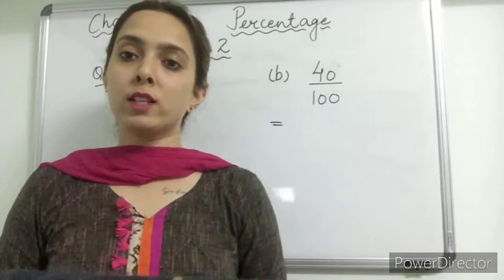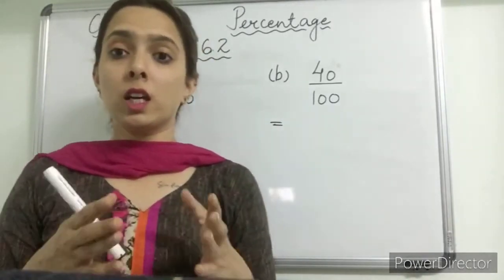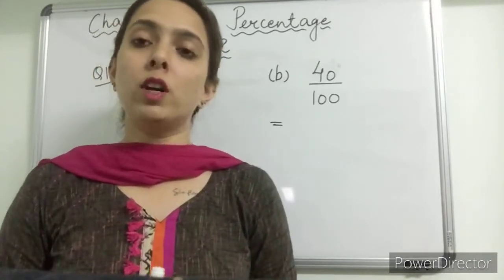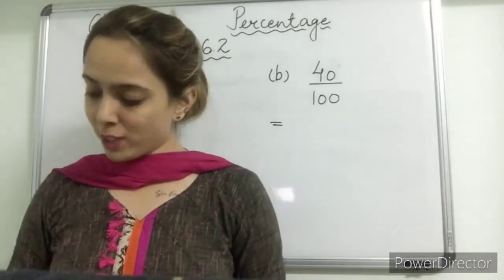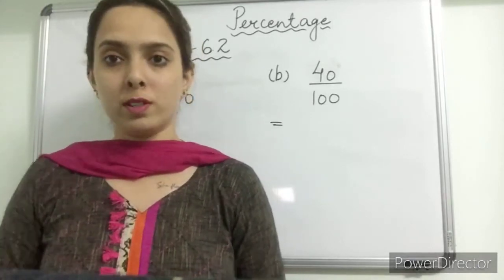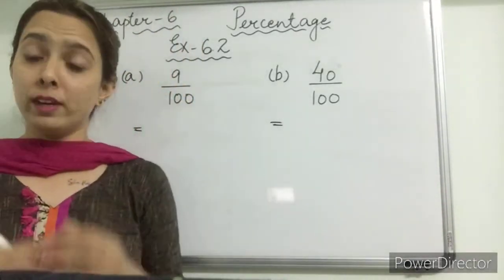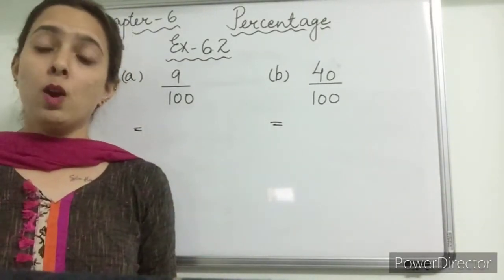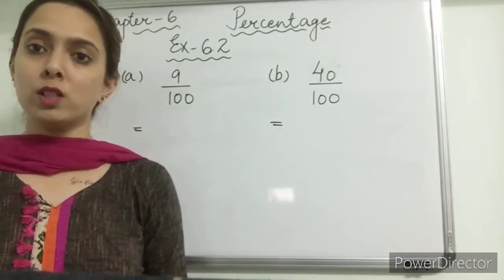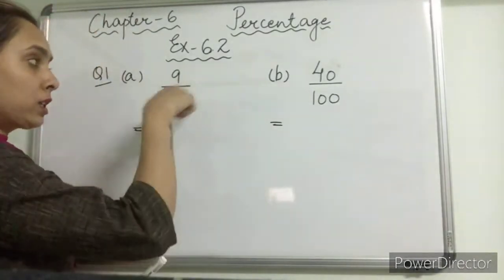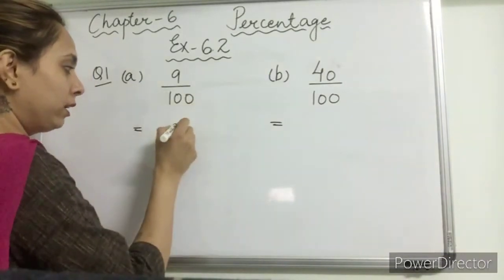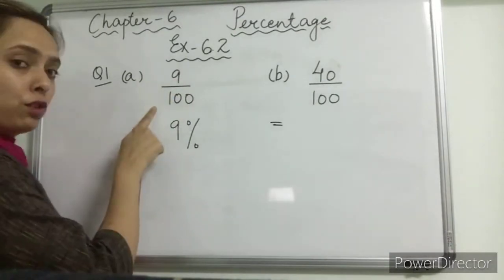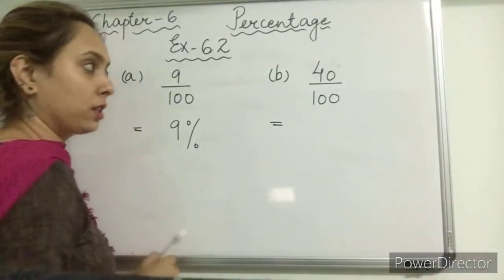Exercise 6.2 has only one concept, that is conversion of fractions into percentage. So we will learn how to convert a fraction into percent. The first question is, convert the following fractions into percent. You all can see that here it's very simple. In the denominator 100 is given to us. When in the denominator 100 is given to us, we can simply convert this complete fraction by writing the numerator with the sign of percent. This is the fractional form of 9%.